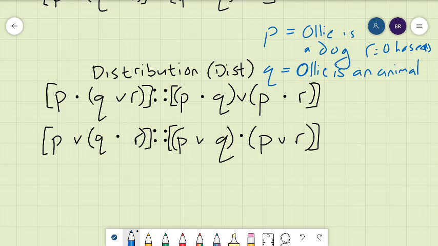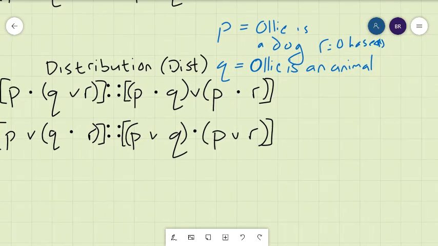For P disjunction Q and R, the same thing holds. You can distribute the P and have as a result P disjunction Q and P disjunction R. So, for example, in English, if you had either Ollie is a dog or Ollie is an animal and Ollie has ears, that's just the same thing as saying it is both the case that either Ollie is a dog or Ollie is an animal, and either Ollie is a dog or Ollie has ears.